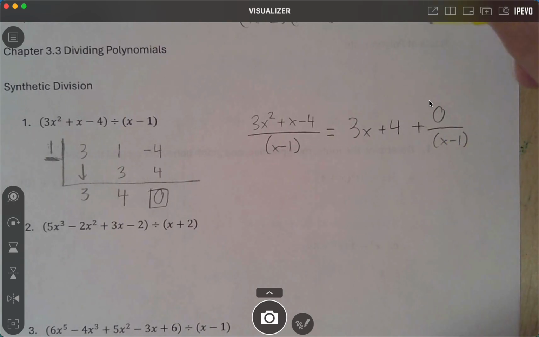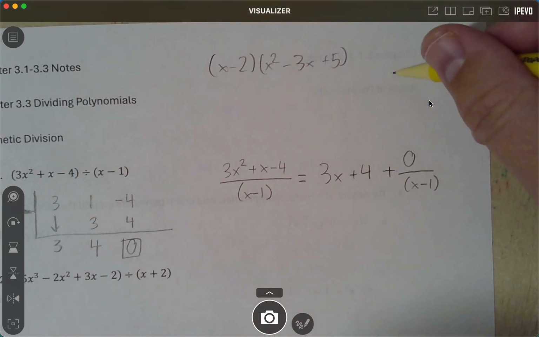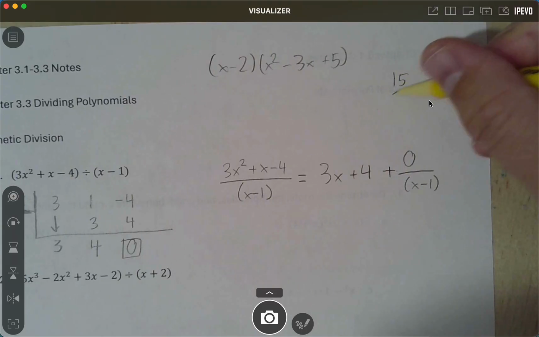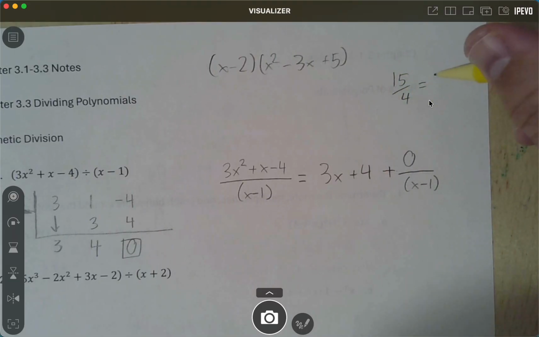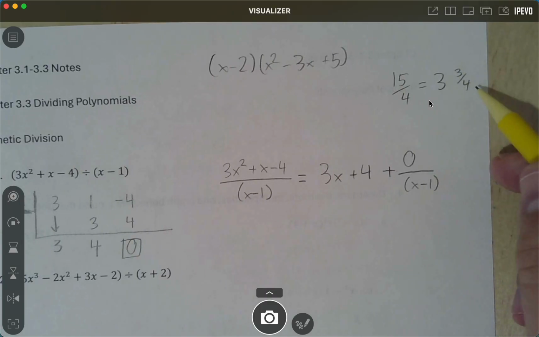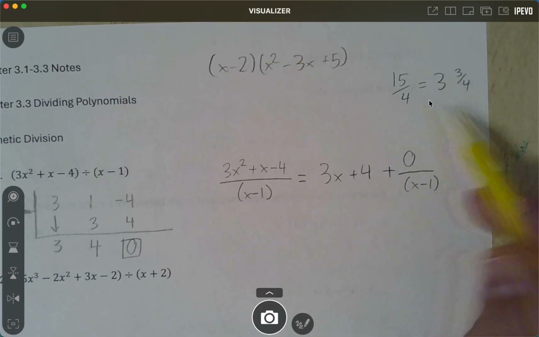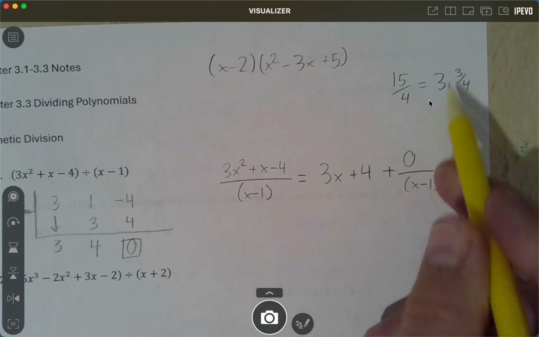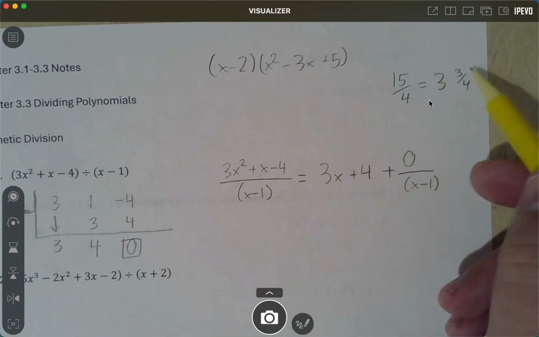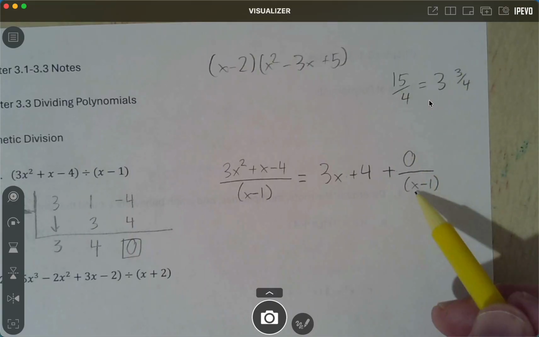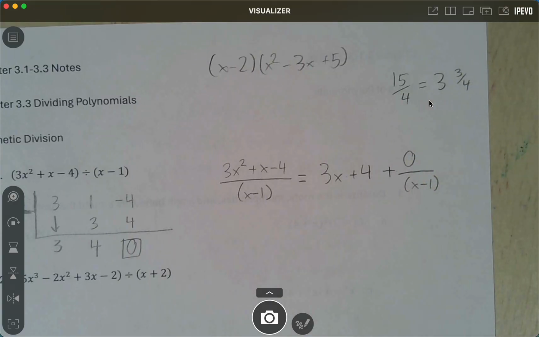Just like old school division, like if you had, I don't know, 15 divided by 4, you would say that's 3 quotient and 3/4 remainder over what I was dividing by. Mixed numbers, that's where those come from. Here's your quotient, the 3 correspondingly, and here my remainder was 0 over what I was dividing by. So same idea there, you might see it written like that.